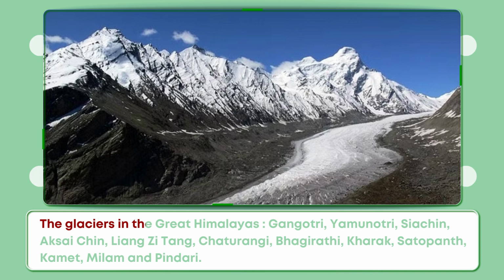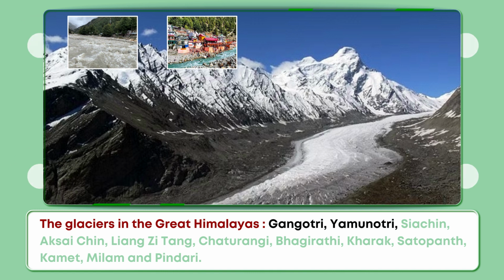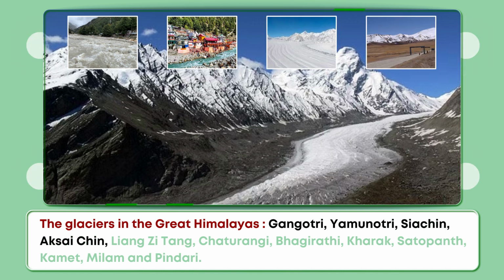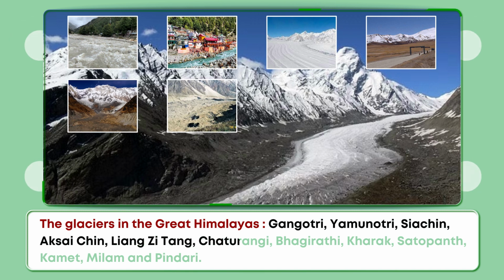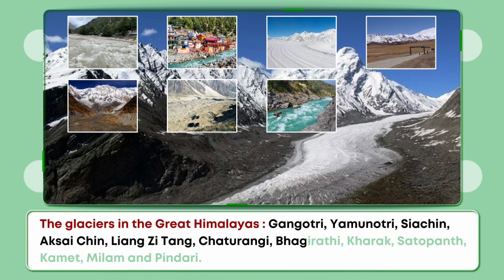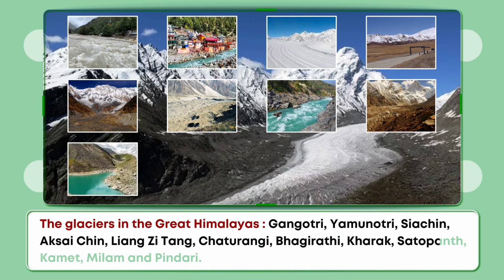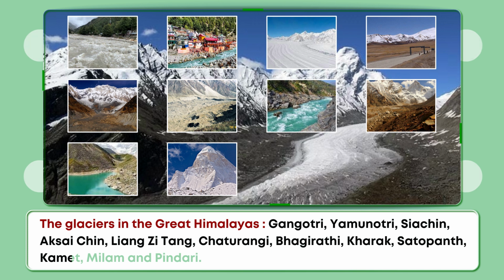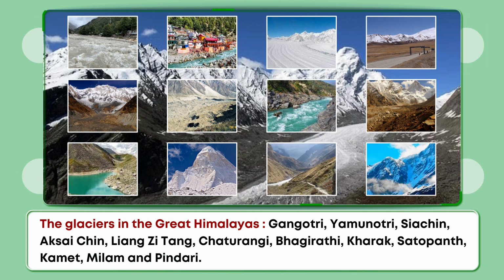The glaciers in the Great Himalayas: Gangotri, Yamunotri, Siachen, Aksai Chin, Lying Zeditang, Chaturangi, Bhagirathi, Kharak, Satopant, Kamet, Milam, and Pindari.